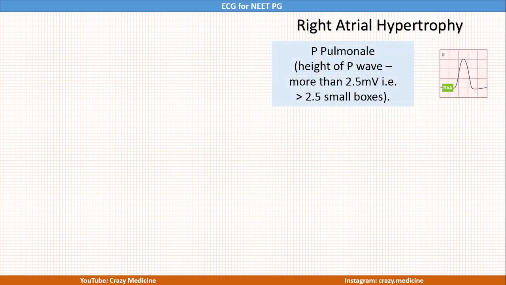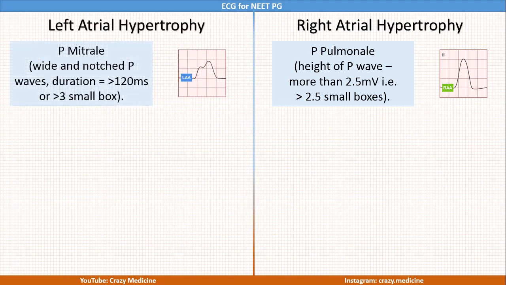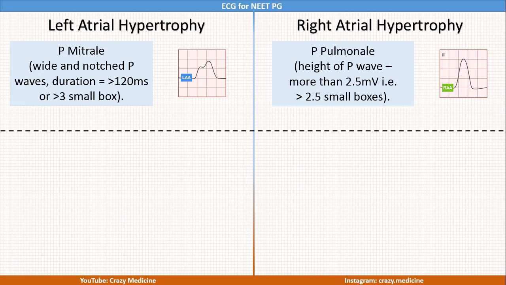Next is right atrial enlargement. There is P pulmonale, where height of P wave should be more than 2.5 mV or more than 2.5 small boxes. And last is left atrial enlargement. There will be a wide and notched P wave known as P mitrale, whose duration should be more than 120 milliseconds or 3 small boxes. Then coming to bundle branch blocks.